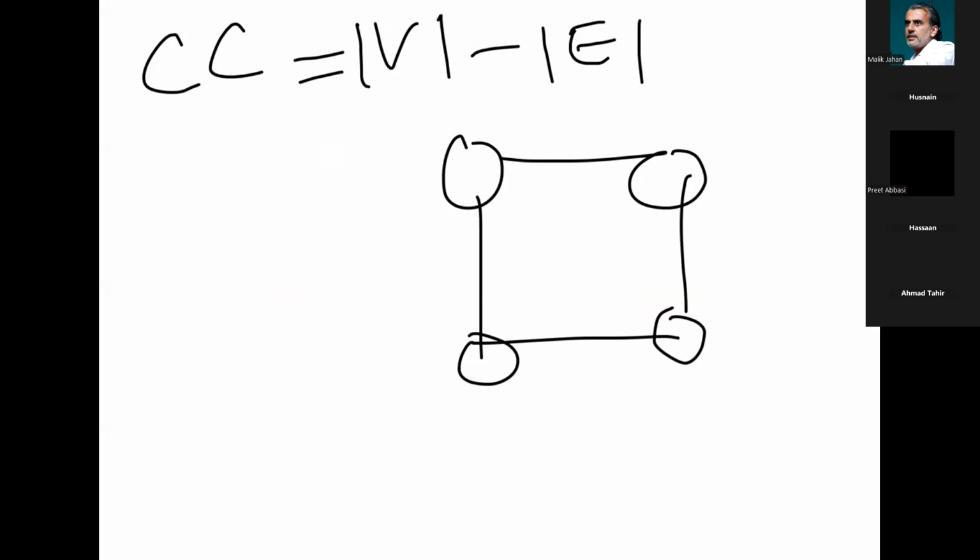If B is not equal to, okay. So in that case, what about this one? V minus E is a negative number, right? That can't be a number of connected components, right?